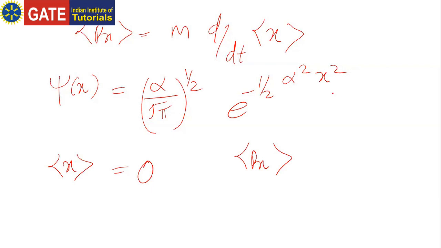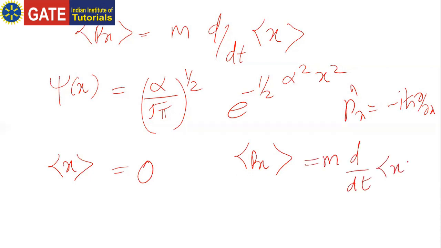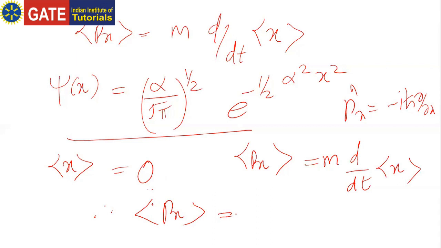differentiate. What is the operator of px? Minus i h cross dou by dou x, that you should substitute inside the integral and find expectation px. But now we know expectation px equal to m into d by dt of expectation x. Therefore, here for a linear harmonic oscillator, what is the value of expectation px? 0. Directly you can write.